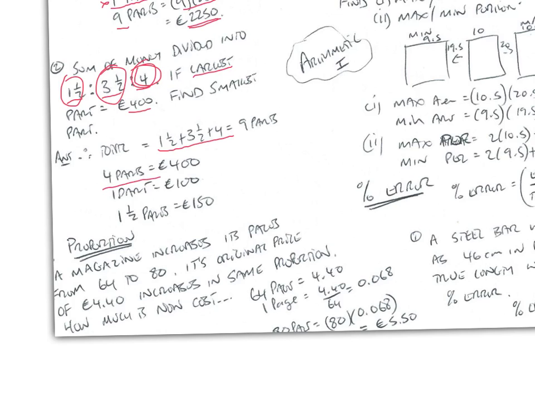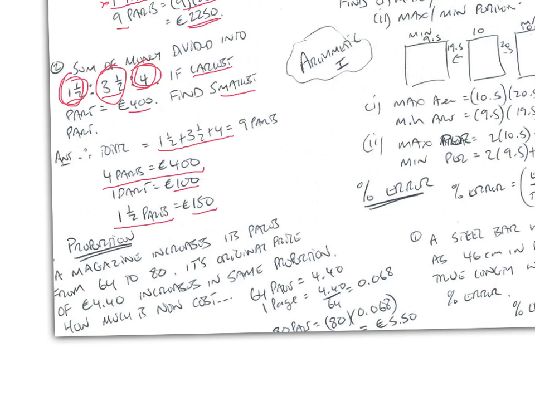So 4 parts is €400. Therefore 1 part must be, divide both sides by 4, €100. So the smallest part is this 1.5 part. It must be €150. 1.5 times 100 is 150.